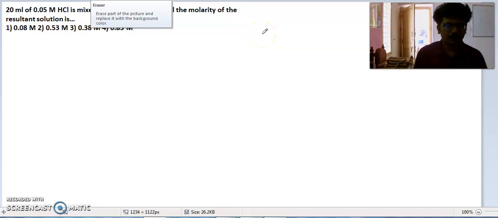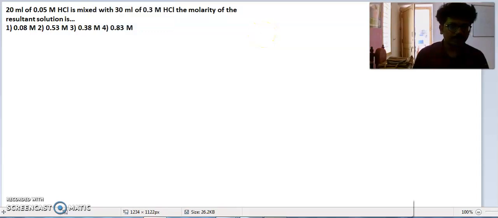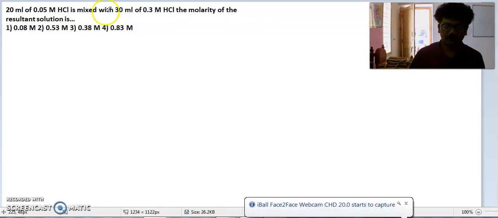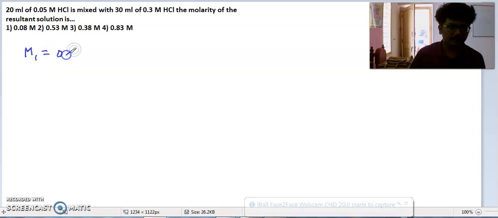Good. So it's a simple 0.05 molar HCl solution. You are given the molarity also. So I am writing M1 is equal to 0.05 molar, and V1 is equal to 20 ml.